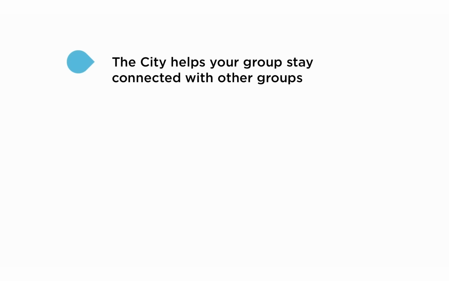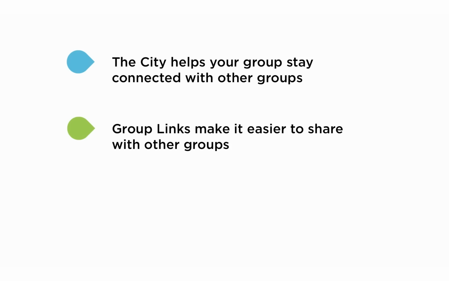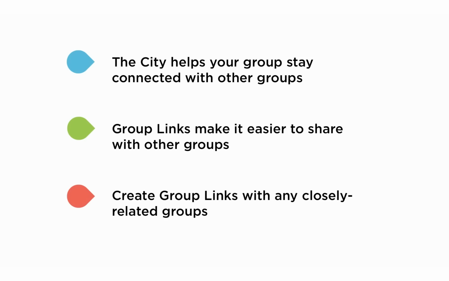In addition to streamlining communication within your group, the city also enables your group to stay connected with other groups in your city. Creating a group link is like adding friends for your group. It makes it quicker and easier for you and another group to share with each other in the city. Your group can already share with most all the other groups in your city, but you may want to create group links with any other groups that are closely related to your group. You may think in terms of geography, historical connections, common affinities, or relational proximity. The city may also be of help by highlighting some suggested groups to link with.